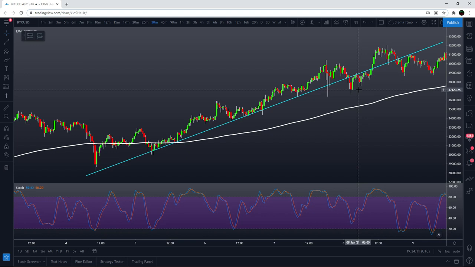So guys, remember, think of your trend line as an area of value, not as a place to get a potential reversal or pick a top.